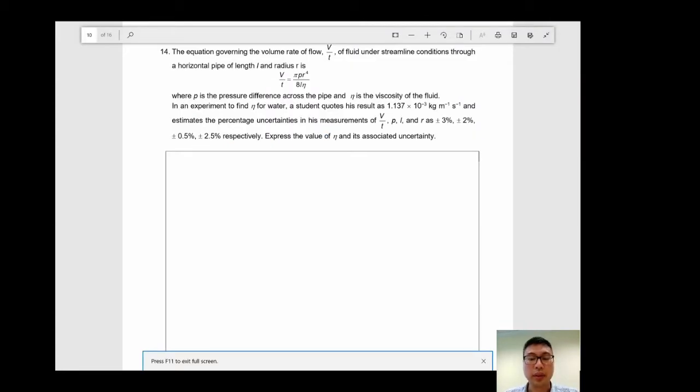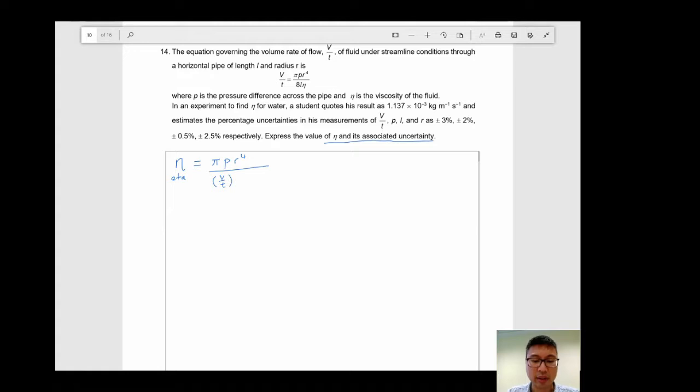Now let's take a look at question 14. This looks like a very complicated question, but don't worry. Remember, the first rule of physics is don't panic. Now I'd like to introduce you to a new Greek letter. This is the Greek letter eta. Now the first thing we need to do is to rearrange the formula so that we have eta as the subject of the equation. Now notice that we have a v over t. We'll keep the v over t together.